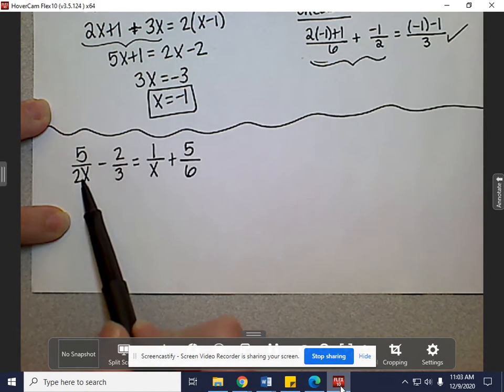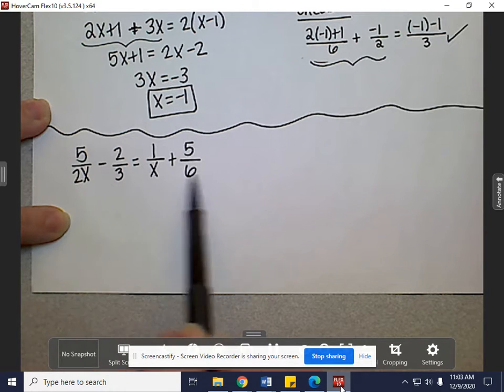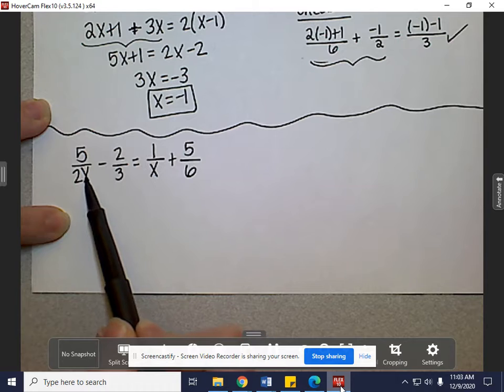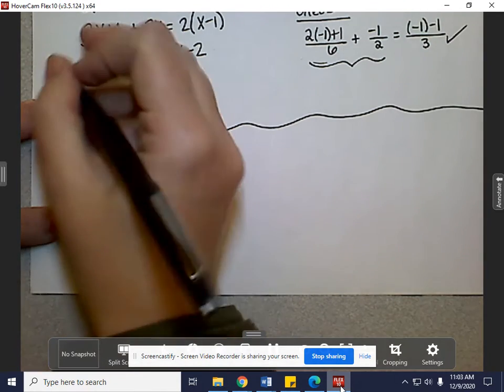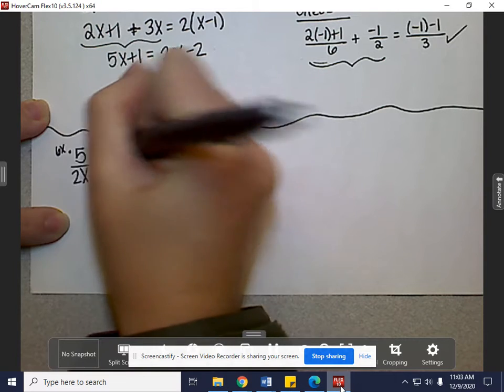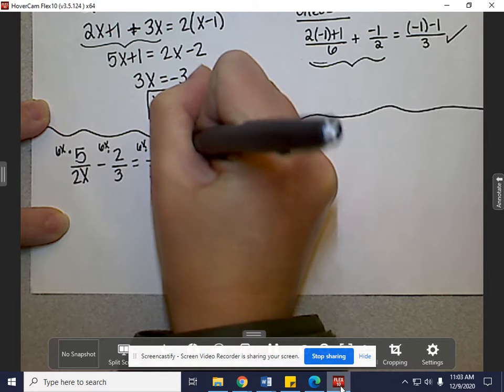So just look, you have a 2x, a 3, an x, and a 6. So I kind of think about my integers first. The GCF of those would be 6, and then these have x's, so I have to have an x. So everything in this case is going to get multiplied by 6x. So I just kind of go through and put it next to each term, so I can kind of reduce as I go.